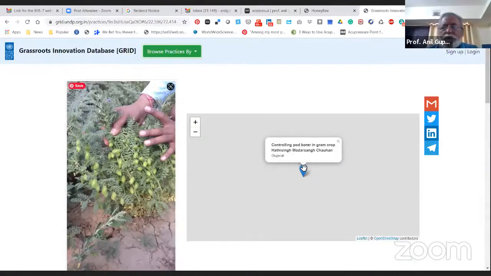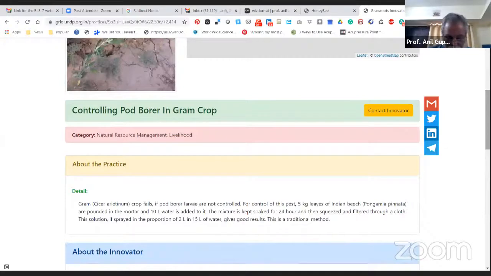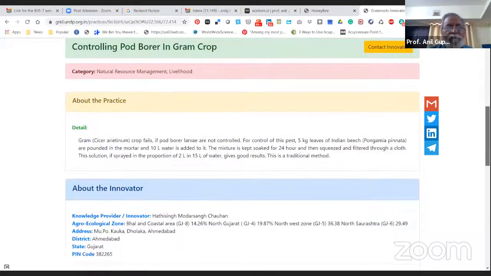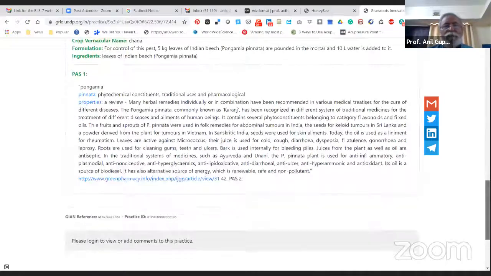So pot borer and gram crop. You can search in here and find out what has been done by this farmer. So you can see that Pongamia leaves have been used, ground, for controlling pot borer. Prior art search is also given, and this is how it is.